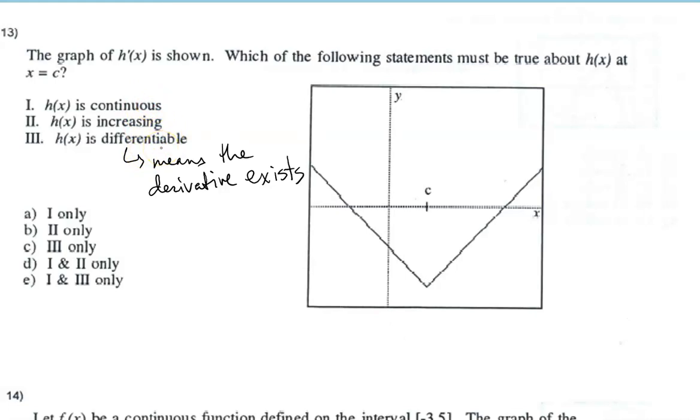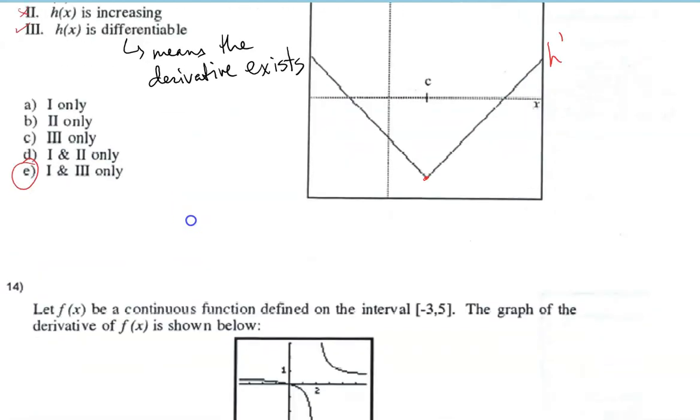But at x equals c, since this is the graph of h prime, the derivative does exist because there is a point here, okay? The derivative exists, so h must be differentiable. I'm going out of order. Okay, if it's differentiable, it has to be continuous. So if 3 is true, then 1 also has to be true, okay? And then is h increasing? Well, if h were increasing, then h prime would be positive. This value is not positive, so this one is not true. So E, 1 and 3 are true.